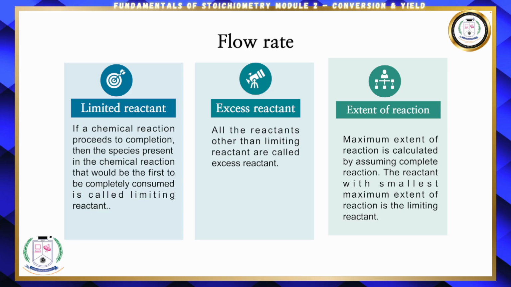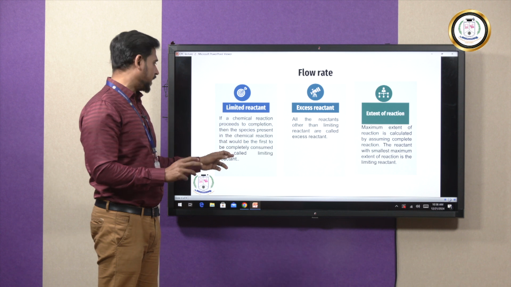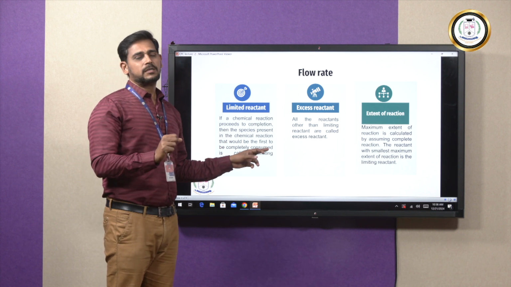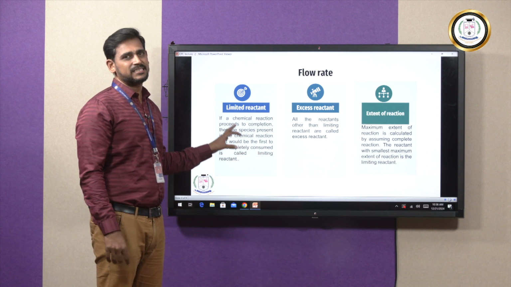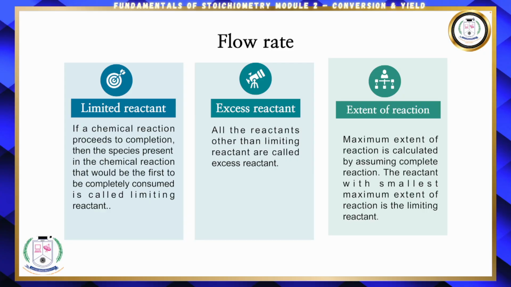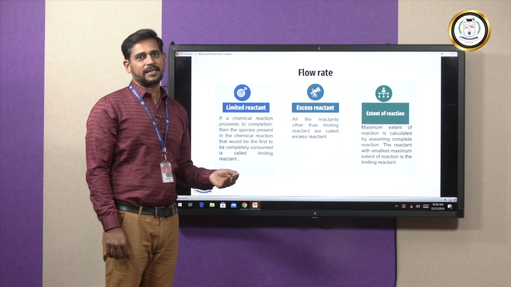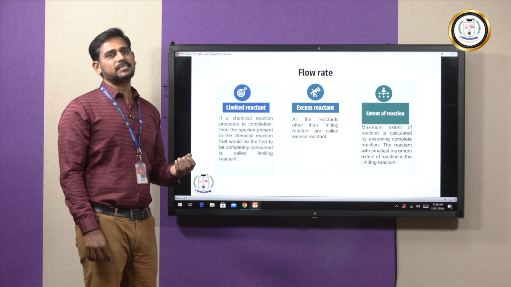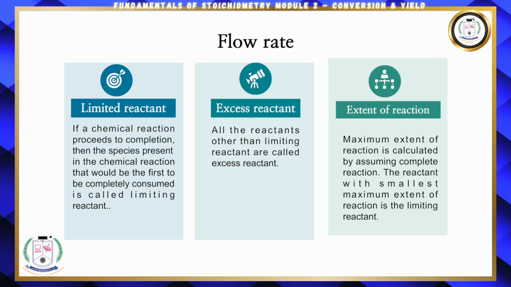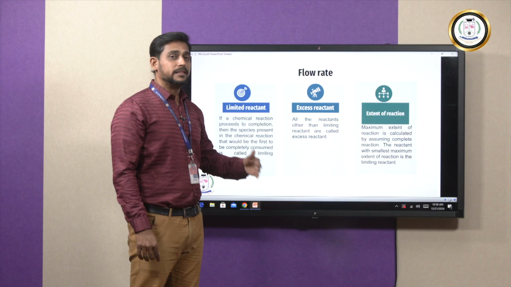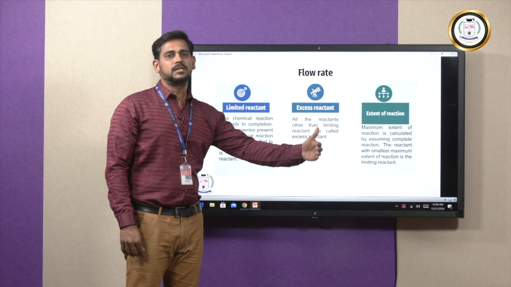If the chemical reaction proceeds to completion, there is a particular species that reacts first and is completely consumed. This is the rate determining step, and that reactant is called the limiting reactant. The excess reactant is the species present in more than the stoichiometric ratio or stoichiometric quantity. How far the reaction will proceed is calculated by the extent of reaction, the maximum extent to which reactants are converted into products.